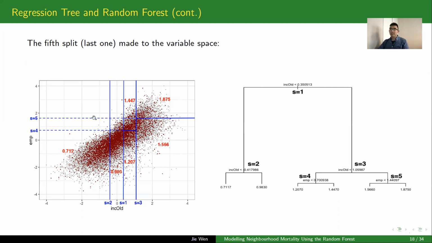And from this 2D plot, we can see a general pattern that those RSOs having larger income deprivation score and larger employment deprivation score tend to have larger relative mortality risk, which is consistent with the common sense of most people.